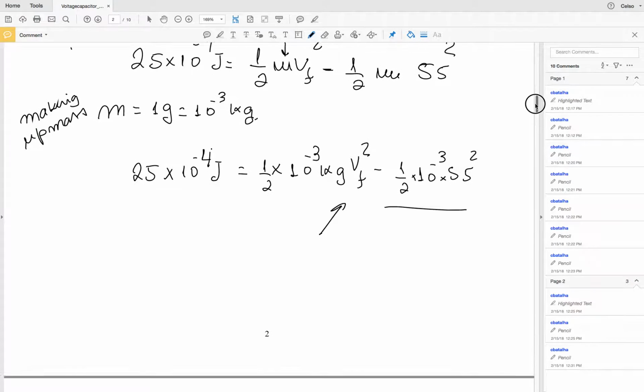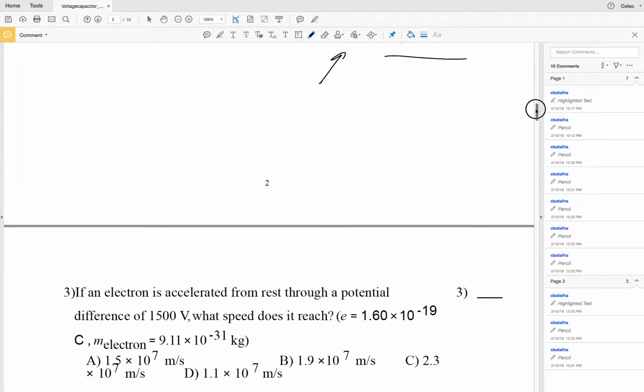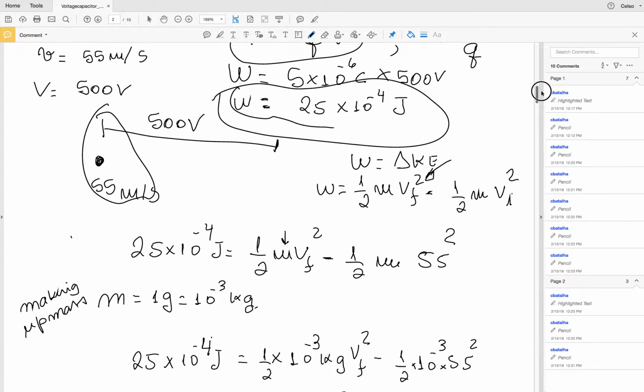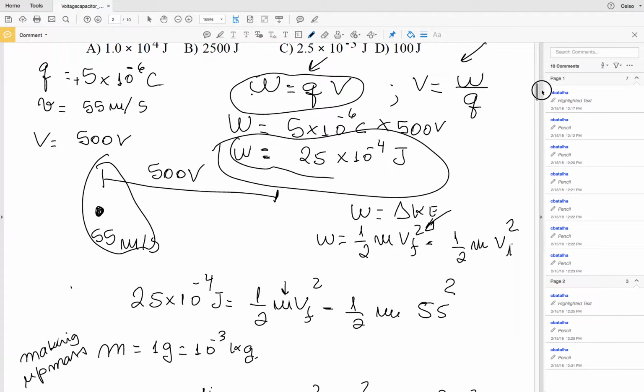Question? So the answer for the second question is C? Should be, yeah, 25 10 to minus 4 is 2.5 10 to minus 3. Yeah, that should be C.